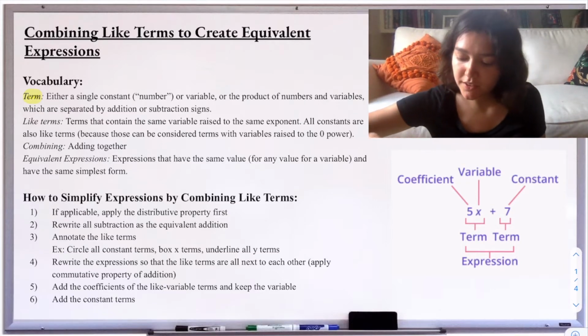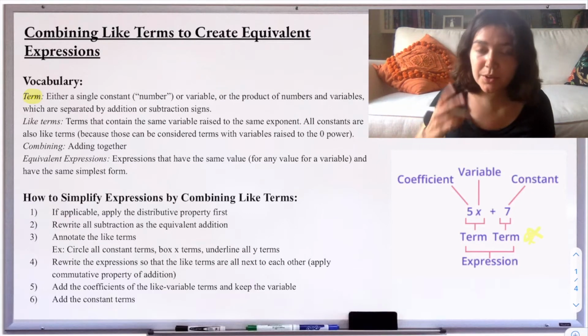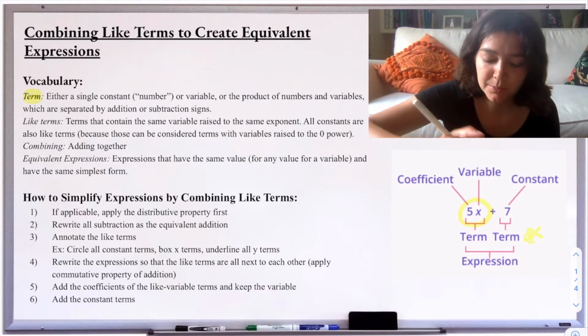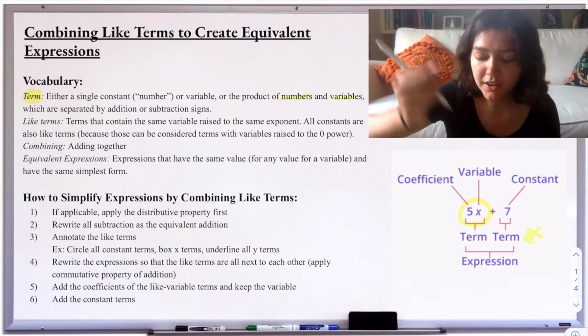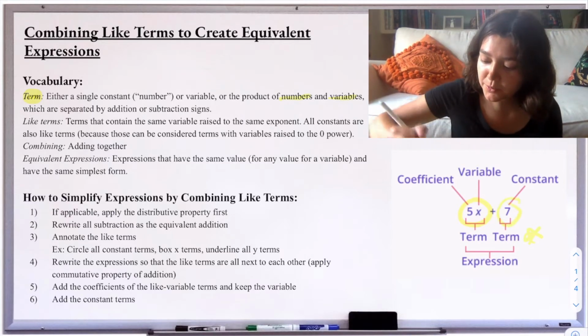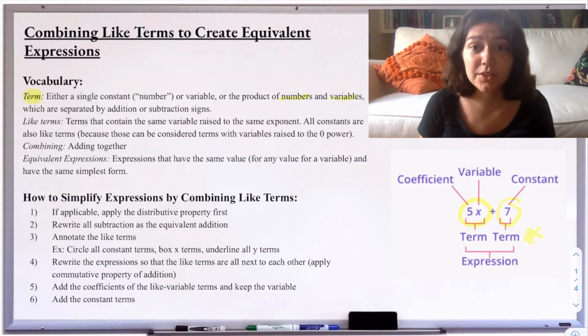So if we see here in this example, we have 5x plus 7, we have two terms there. We have 5x, that's one term. It's an example of a product of the number 5 and the variable x, as well as our second term, which is the constant 7. And they are separated by that addition sign, so we have two different terms.